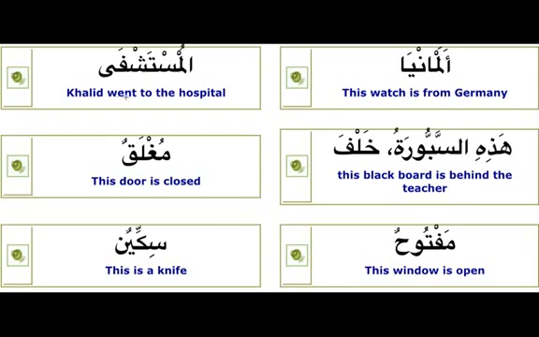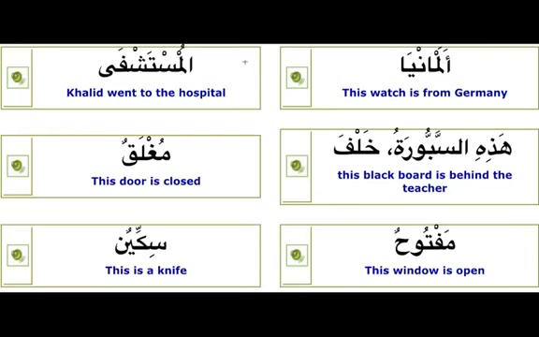Khalid went. Zahaba Khalidun. Remember, zahaba always comes with the harf jar ila. Like in English, we always say went to. We never say Khalid went hospital. We say Khalid went to hospital. I went to. They went to. To is ila. So always use zahaba with ila. Zahaba Khalidun ilal mustashfa. To the mustashfa.